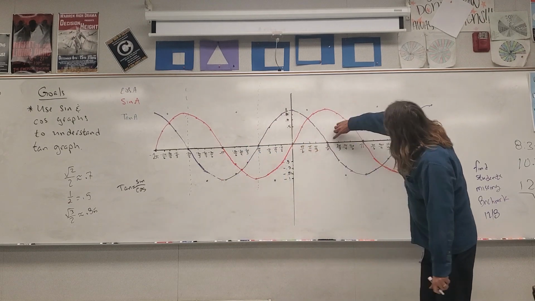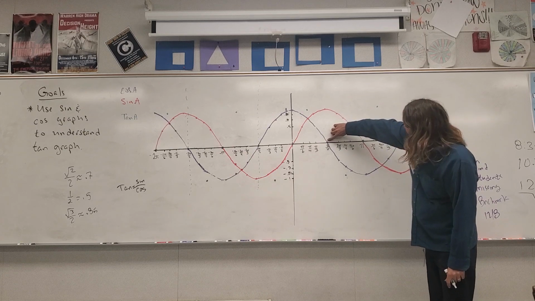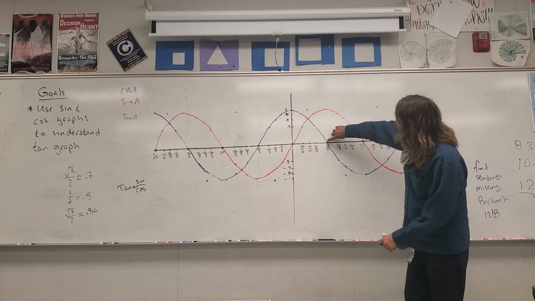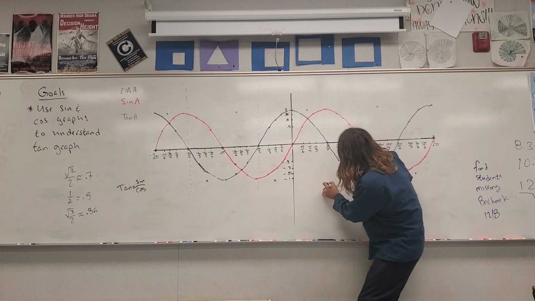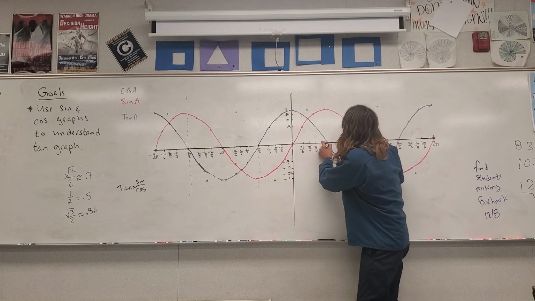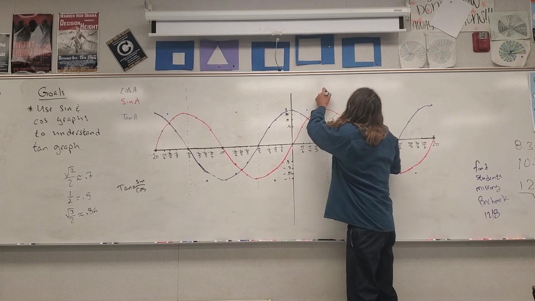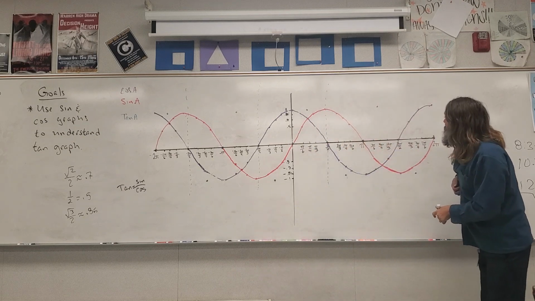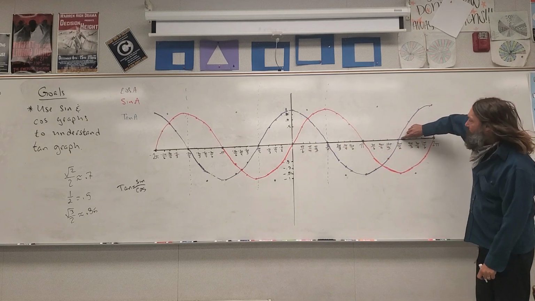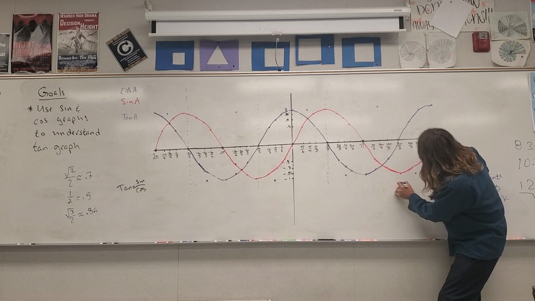I need to draw a vertical line through +π/2. Again, this is because I'm dividing by 0, so these are the asymptotes. And I have to draw it right here as well, because again, I'm dividing by 0. We're not allowed to do that because it's undefined.